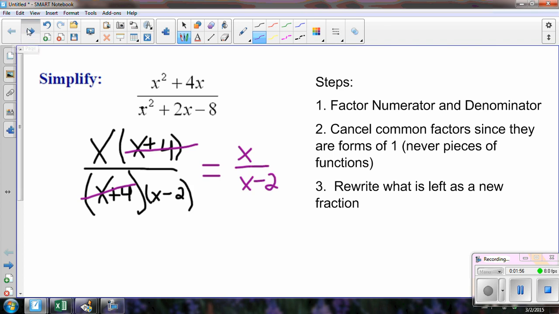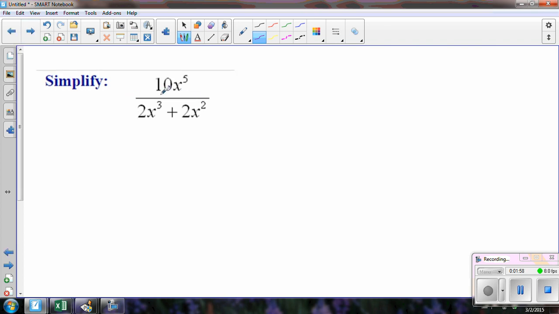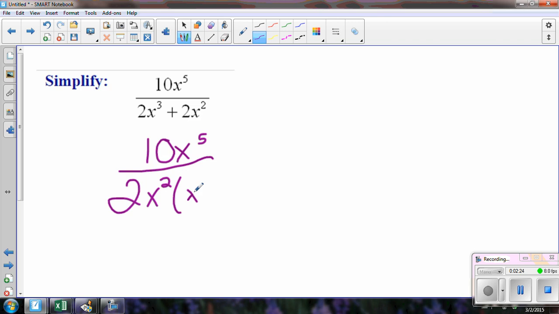Let's look at another one. In this case, we have a monomial over a binomial. You're going to still factor, but on the top here, it's a little bit different. Since it doesn't have anything to break down, you're going to leave it as 10x to the fifth. On the bottom, you look for a GCF, and in this case, it's 2x to the second power. What you have left is x plus 1.